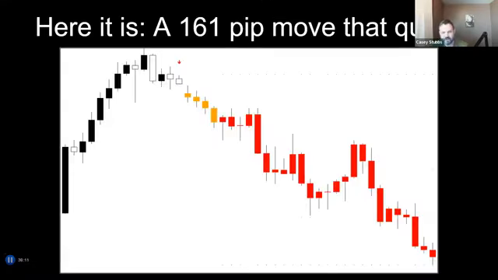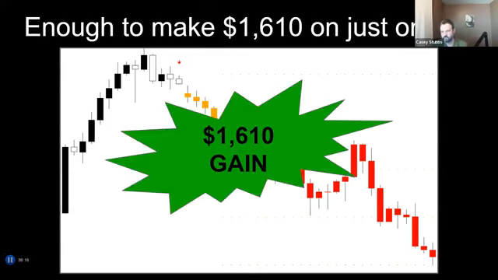Here it is, a 161 pip move that quick. Enough to make $1,610 on just one lot.